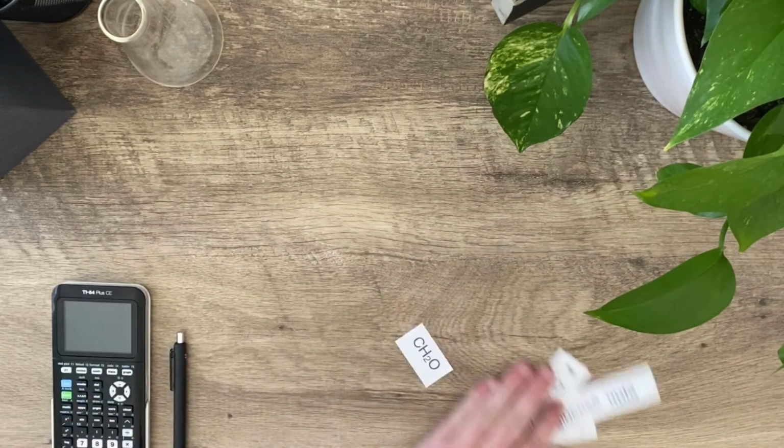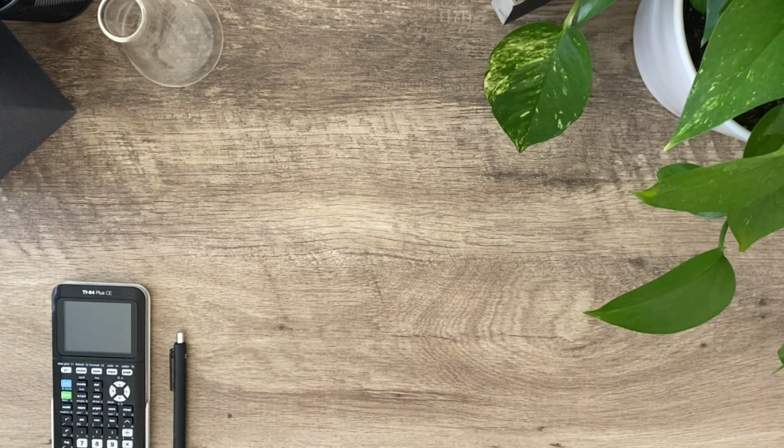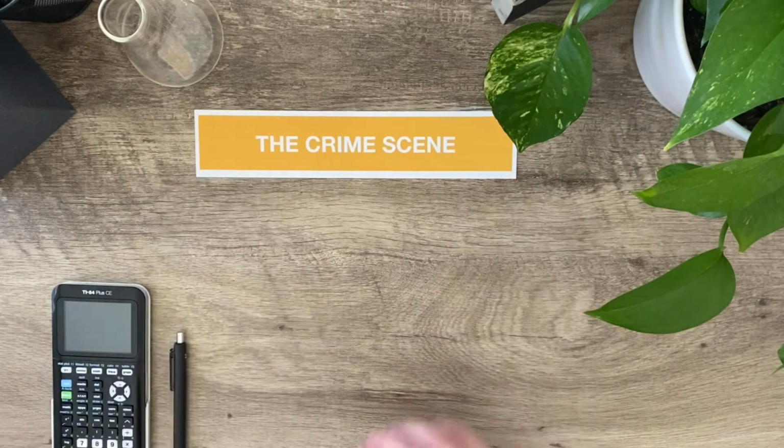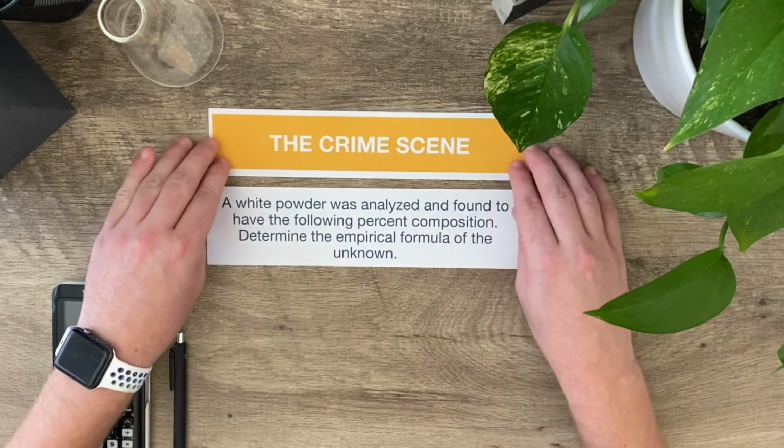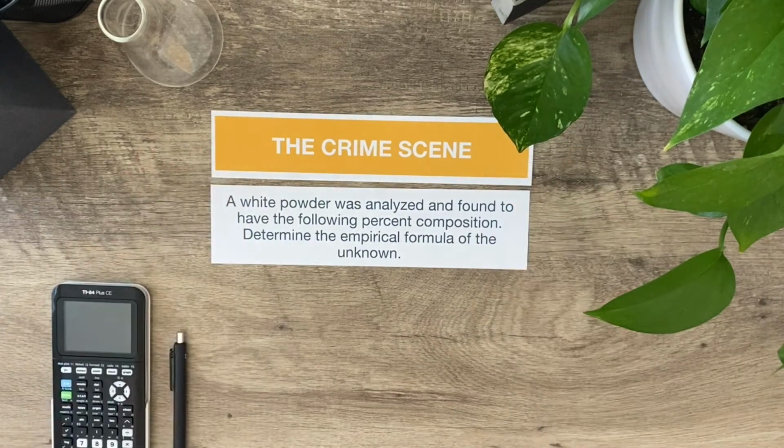Well, let's take into account an application of this problem. We are a forensic scientist, and we've just appeared on a crime scene. Now, at this crime scene, we notice that there is a white powder available. We analyze this white powder and determine that it has the following percent composition. The question is, can we identify the unknown based upon its percent composition?